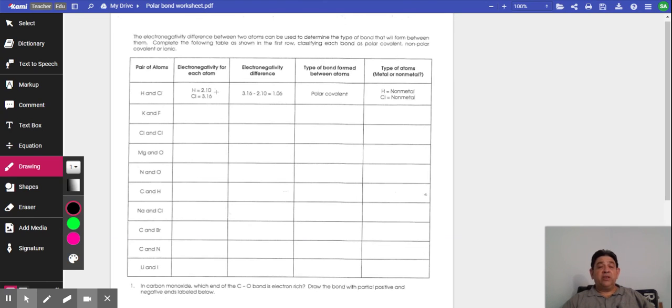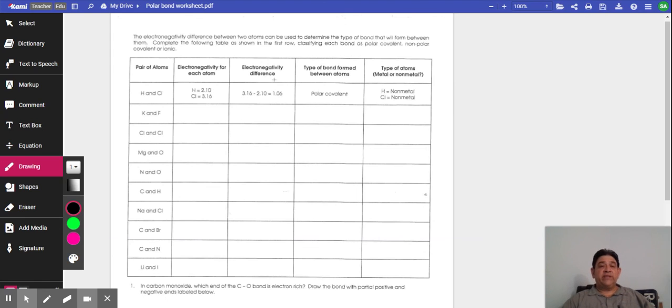By the way, just to let you know, your hydrogen and chlorine values in the book might not match this one. There are several electronegativity tables floating around out there. I don't think anybody's decided which one has the correct numbers, but what we care about is the differences. So they should be pretty close in differences. Even if these numbers don't match yours, the electronegativity differences are pretty close too. The next column will be the electronegativity difference. You just take the difference between these two. So 3.16 minus 2.10 is 1.06.